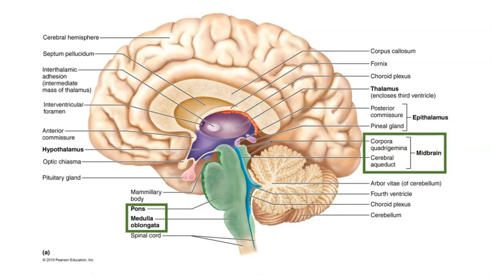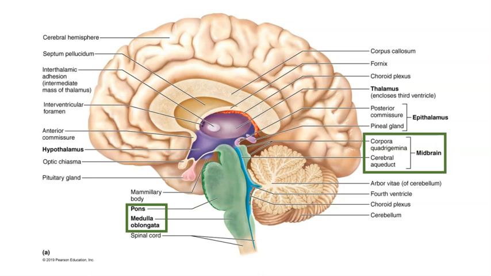Next we have the pons, and the pons is a Latin word that means bridge, and it functions as the main connection between the cerebrum, the cerebellum, and the brainstem, and so in that way it does very appropriately fulfill the functions of its name in that it serves as a bridge between these brain structures.